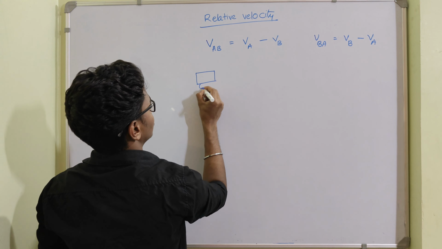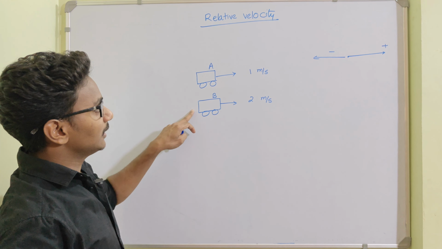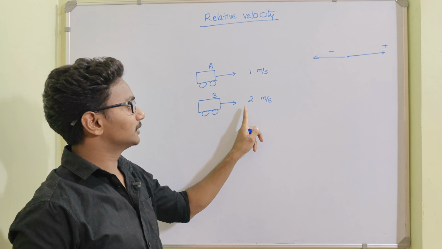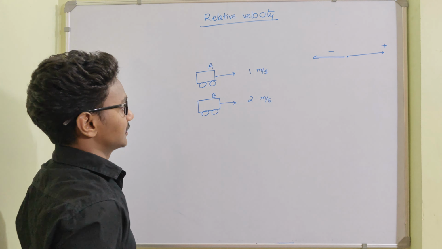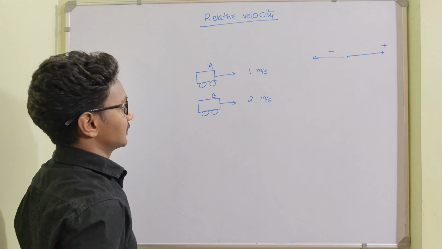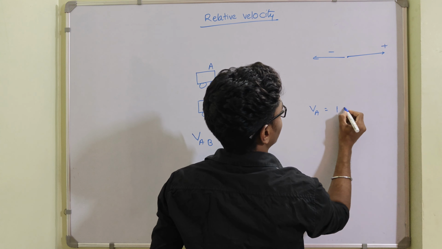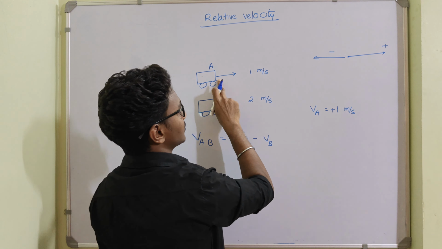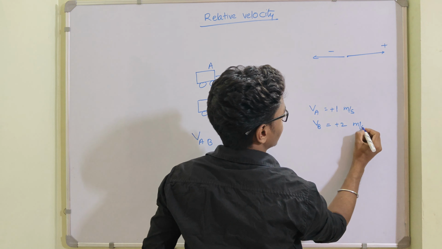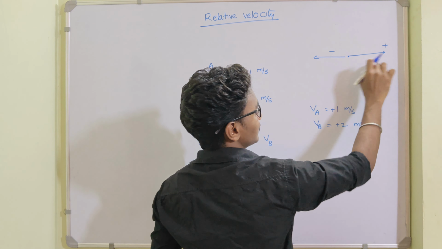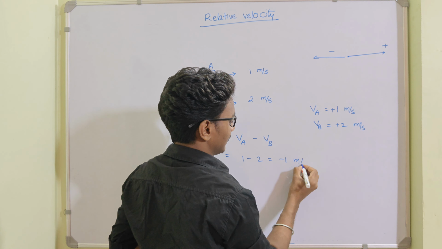Let's start an example. Two objects A and B are moving in this direction, one with 1 meter per second, the second with 2 meter per second. This direction we are taking as positive, this as negative. Now calculate velocity of A with respect to B, that is VA minus VB. Here VA is plus 1 meter per second because it is traveling in this direction. VB is plus 2 meter per second because this is also traveling in this direction. VA minus VB is 1 minus 2, that is minus 1 meter per second.